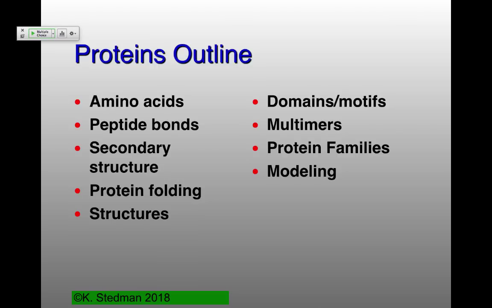It can be a homomultimer, i.e. two of the same protein. When I say the same protein, I mean of the same sequence, or they can be heteromultimers where they're different proteins with different sequences that come together to have the overall activity that we're looking for.